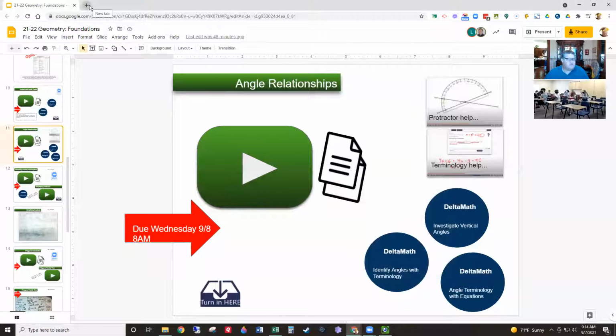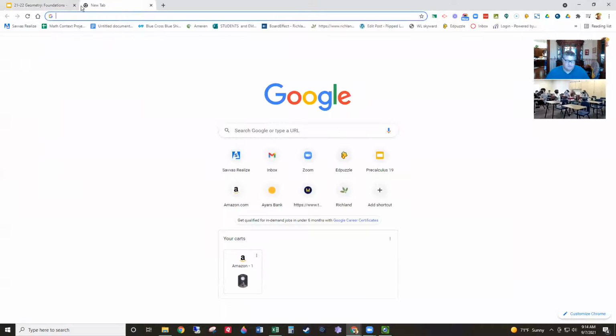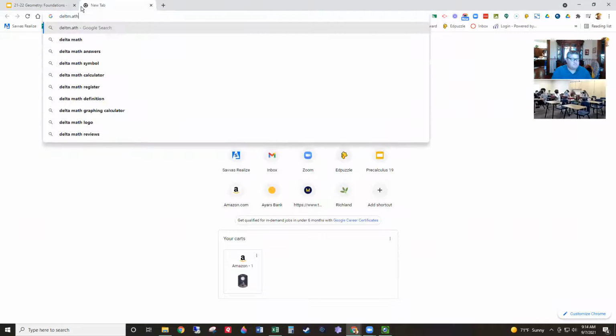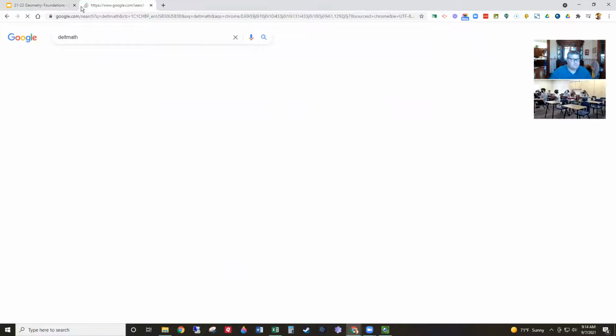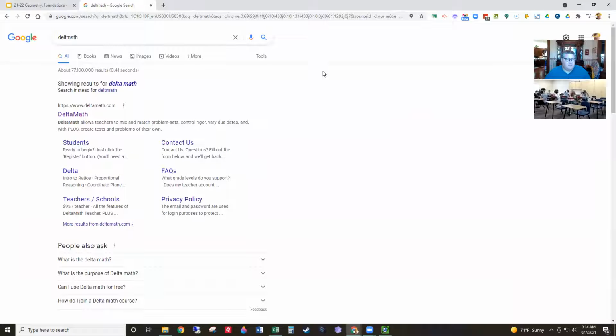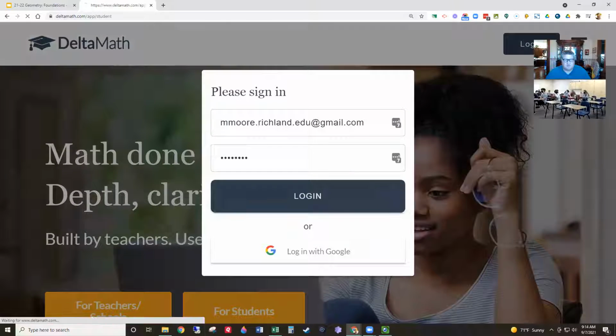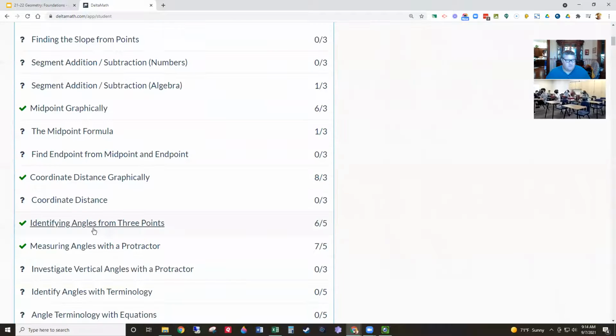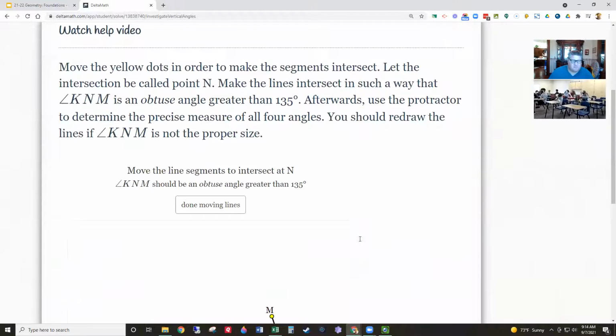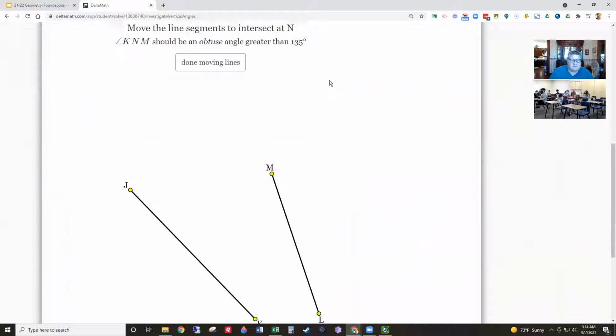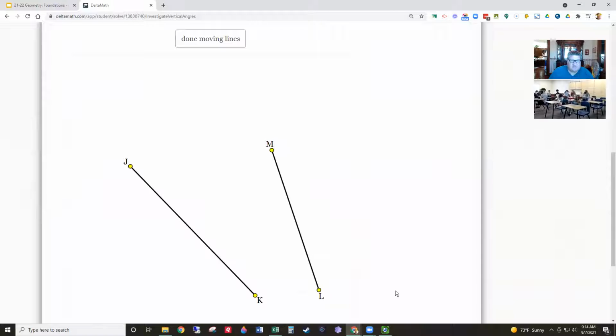Let's go ahead and roll over here to Delta Math. I'll log in. And we have identifying angles and investigating vertical angles with a protractor. So let's do a protractor one. Move the yellow dots in order to make the segments intersect. Which point do I need to grab to make them intersect?